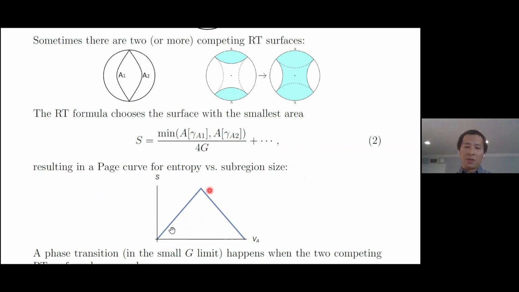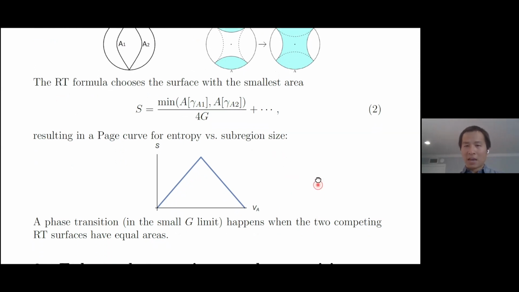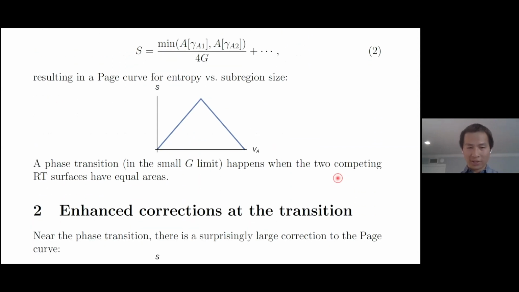So the first phase, the increasing phase, is associated to one of the RT surfaces, and the decreasing phase is associated to the other RT surface. And there's a phase transition on the top. The phase transition, which strictly is only a phase transition if we take the small g limit, happens when the two competing surfaces have equal area. So that should be fairly obvious from this equation. So that's the phase transition.